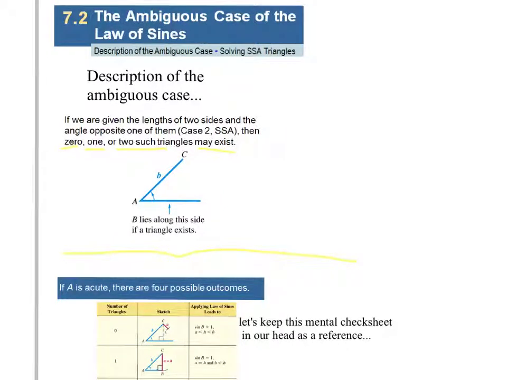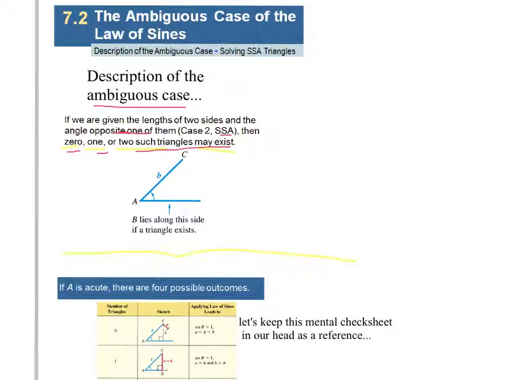Okay, welcome back. So today we're going to take a look at the ambiguous case of the law of sines. Last time we looked at the law of sines and just practiced using it. Let's talk about what we mean by the ambiguous case here. If we are given the lengths of two sides and the angle opposite one of them, such as SSA, then 0, 1, or 2 such triangles may exist.